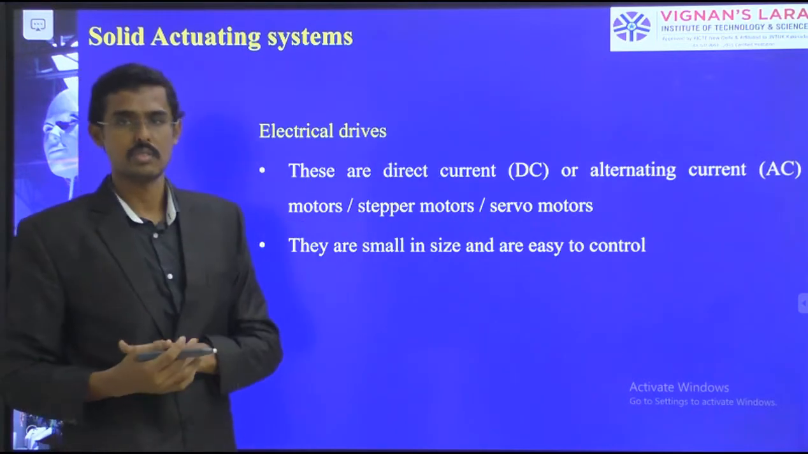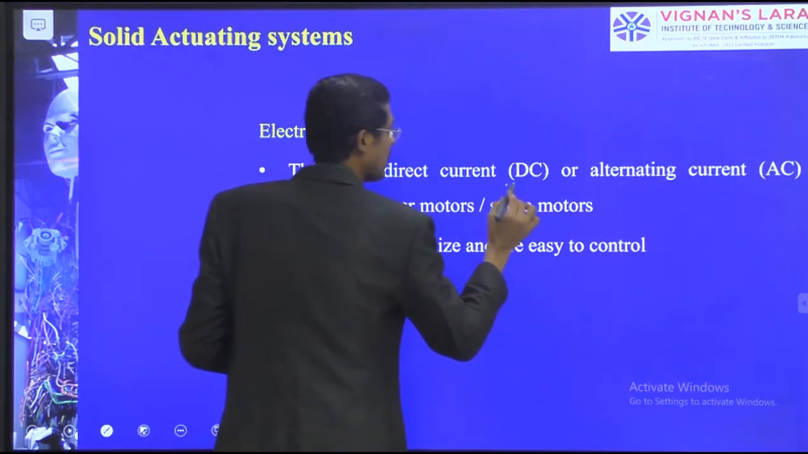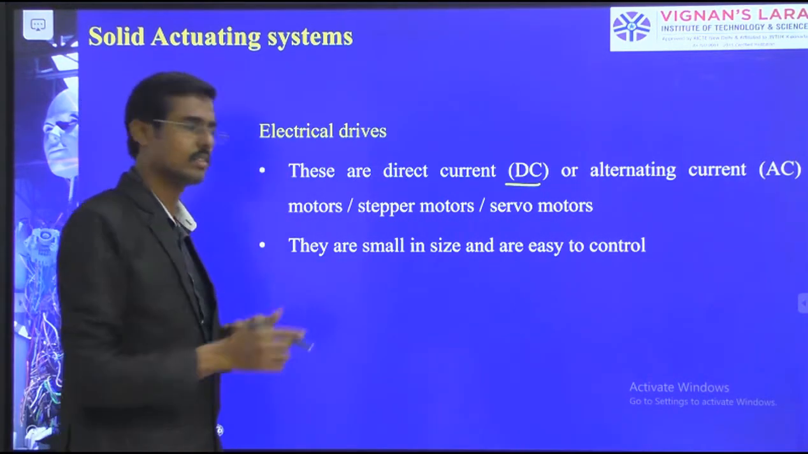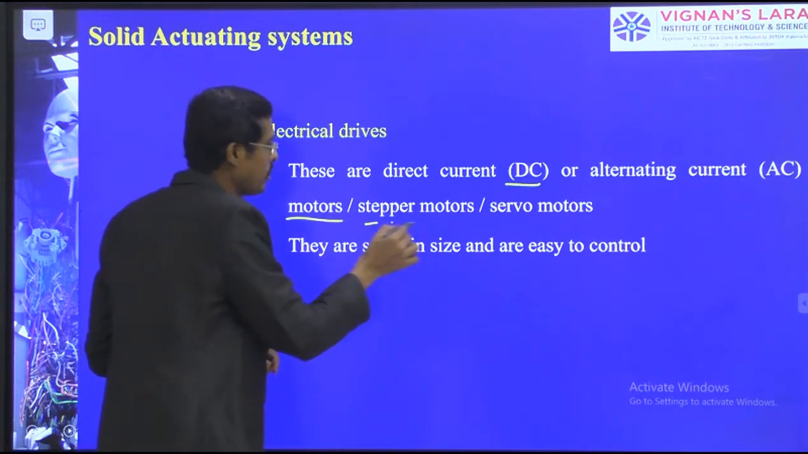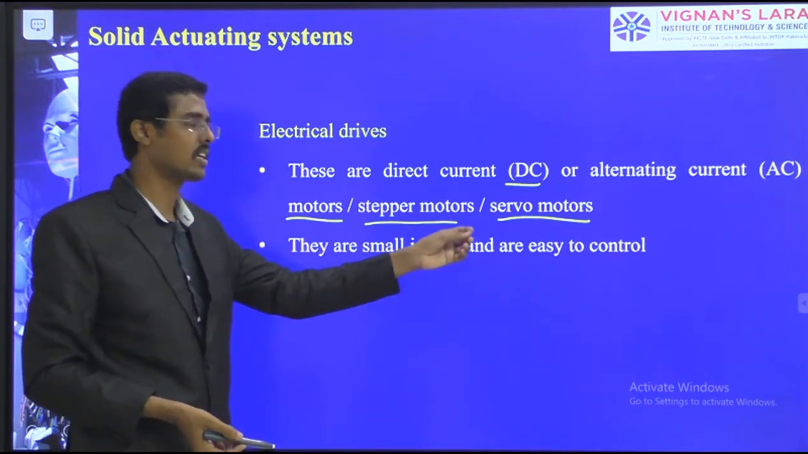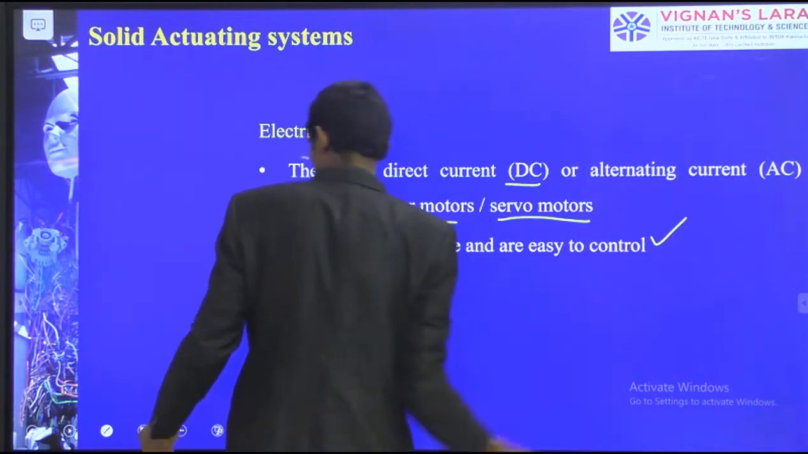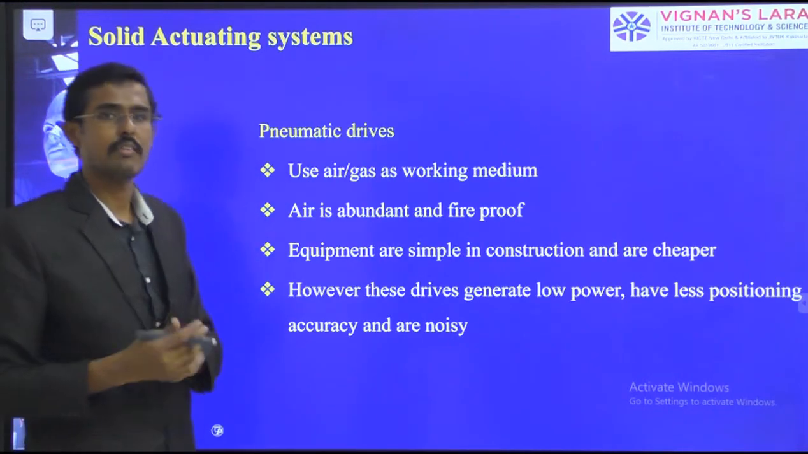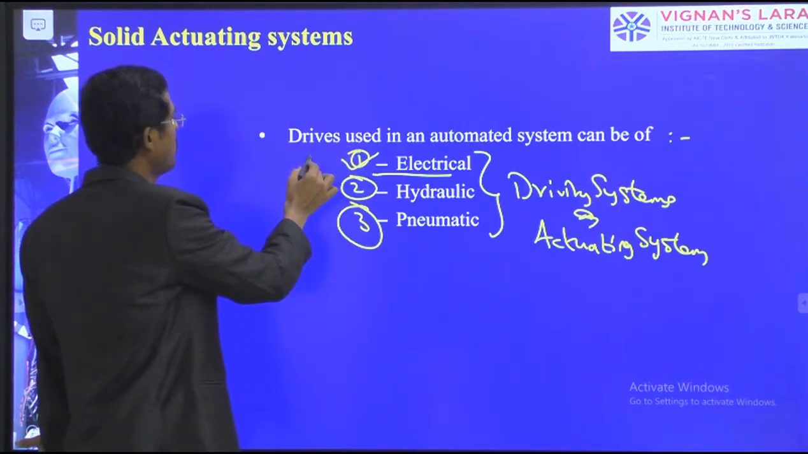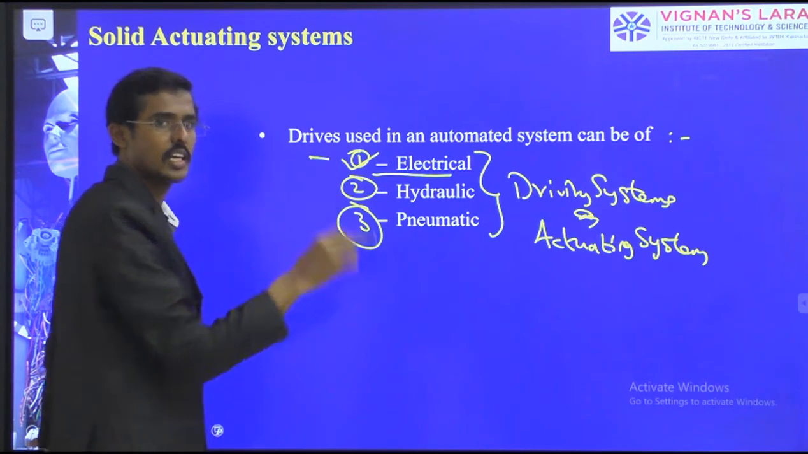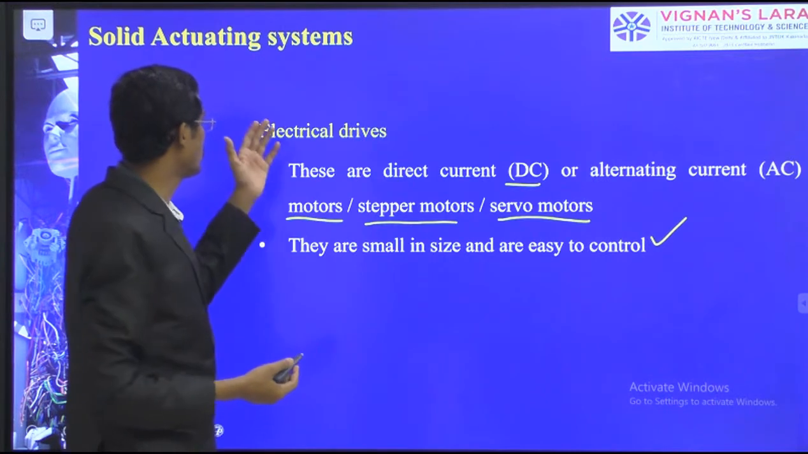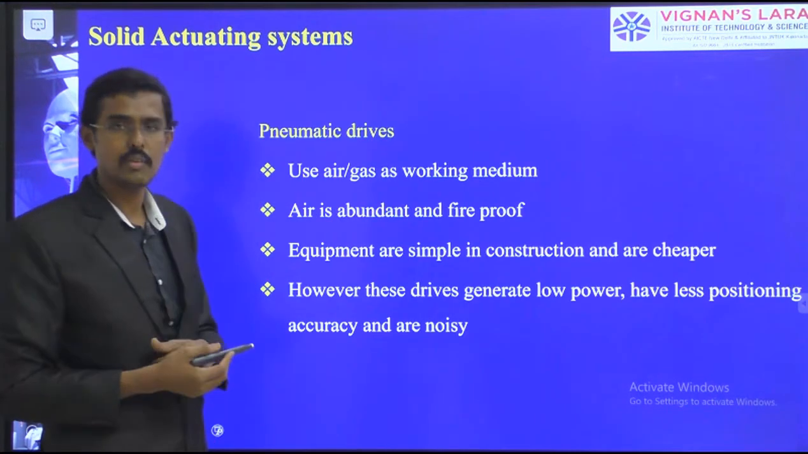Electrical drives use direct current or alternating current. Anyhow, we are applying the power sources to the motor. This is the actuating system: a stepper motor we are actuating, and servo motors are actuating systems. They are small in size and easy to control. Out of these three, I have given an electrical supply, maybe DC or AC current, so stepper motors, DC motors or servo motors are easy to control. Then I am coming to the next one, pneumatic drives.